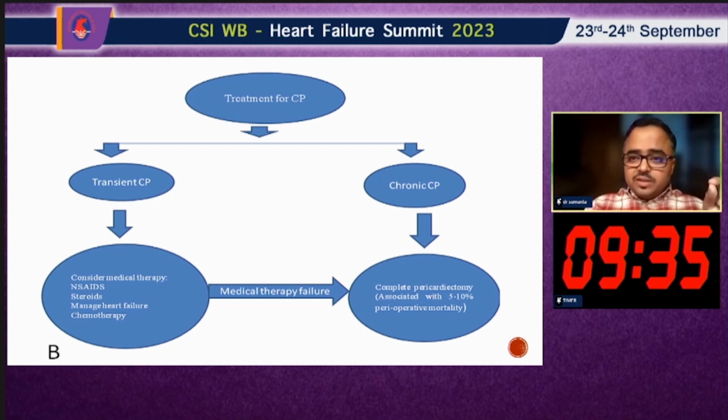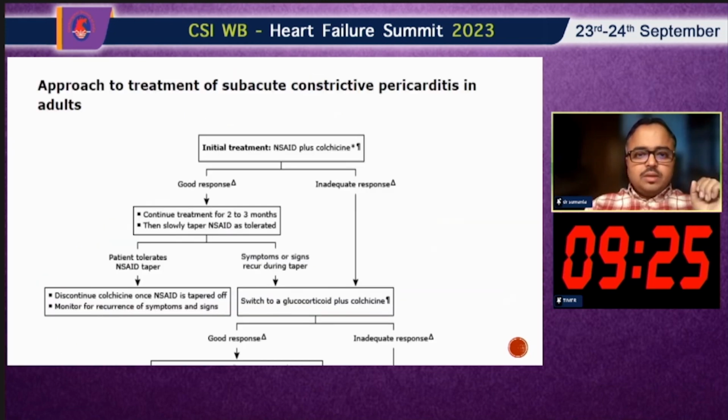Because if we make a diagnosis of radiation-induced constrictive pericarditis, then it is difficult because that doesn't yield well. So here we can see the initial treatment is NSAIDs plus colchicine. If we get a good response, continue treatment for 3 to 5 months, then slowly taper off NSAIDs. Once we can take off NSAIDs, then we discontinue colchicine. This is the usual dictum.